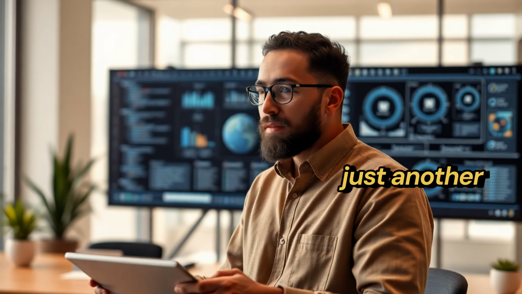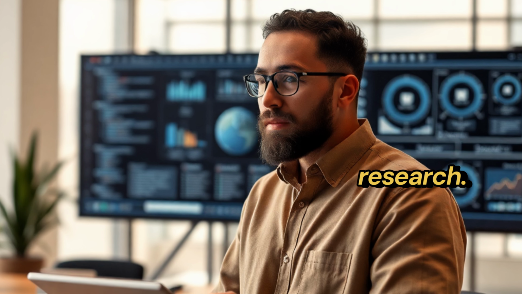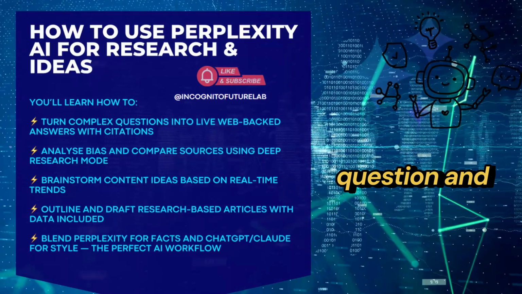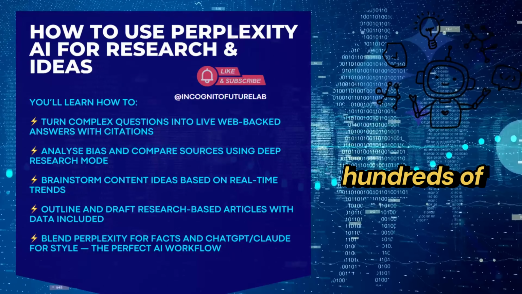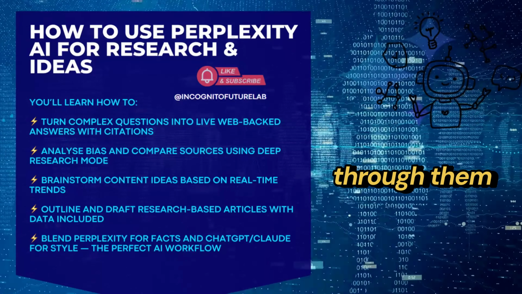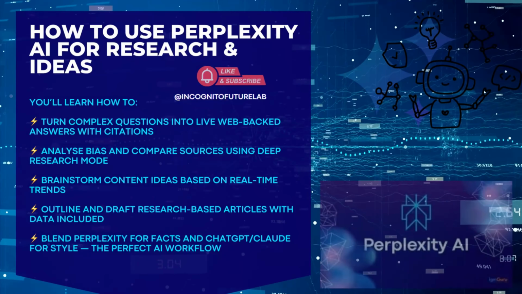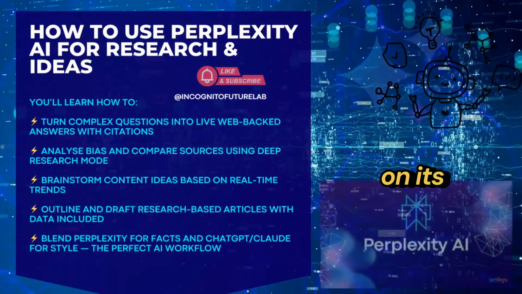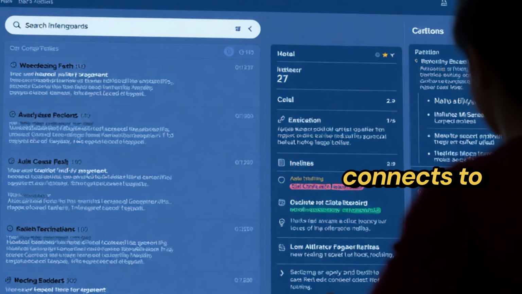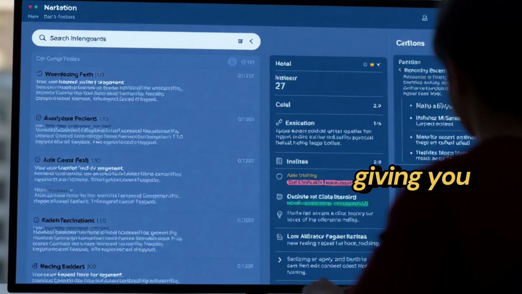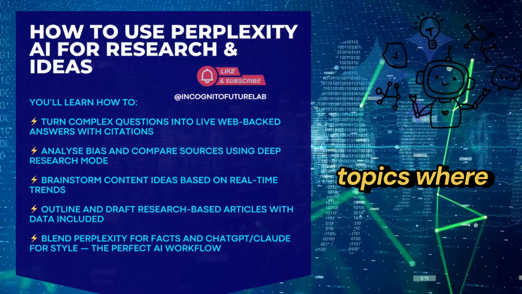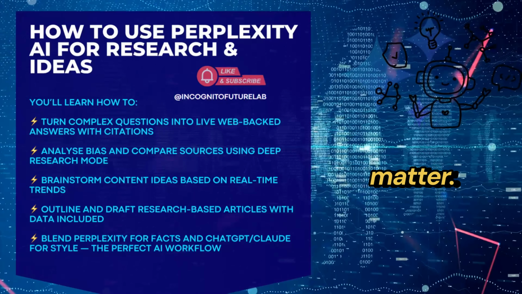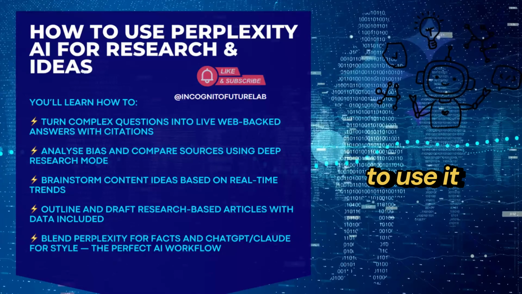Let's begin. Perplexity AI is not just another chatbot. It's built for real research. You enter a question, and behind the scenes it performs dozens of searches, reads hundreds of sources, and reasons through them to deliver a concise answer. Where ChatGPT might rely on its training data, Perplexity connects to live web results, giving you up-to-date information with citations. That makes it ideal for topics where accuracy and current info matter. Here's how to use it like a pro.